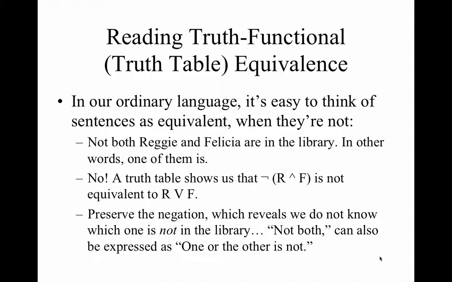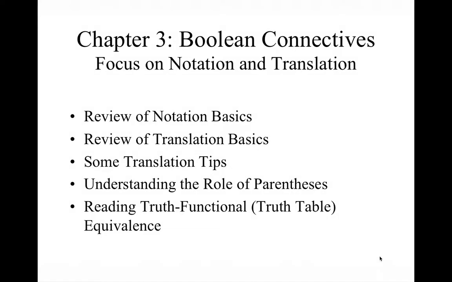We need to make sure that the negation is preserved when we draw the equivalent sentence. So the sentence negation parenthesis R conjunction F closed parenthesis is not equivalent to R disjunction F. We preserve the negation instead, which reveals in ordinary language that we do not know which one is not in the library. In other words, not both Reggie and Felicia are in the library is truth functionally equivalent to saying either it's not the case that Reggie is in the library or it's not the case that Felicia is in the library. I hope this focus on notation and translation has been helpful to you.